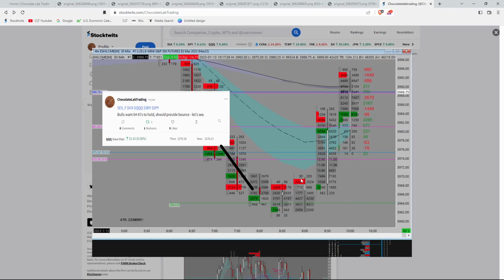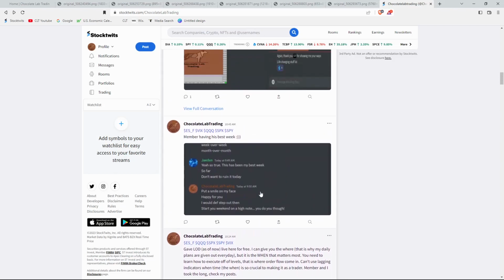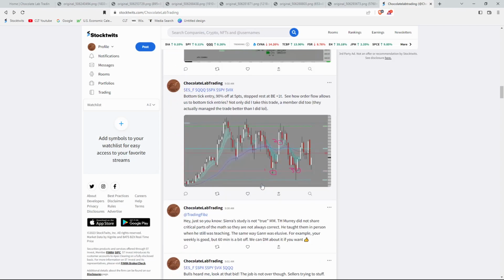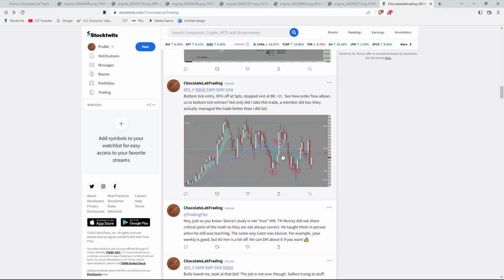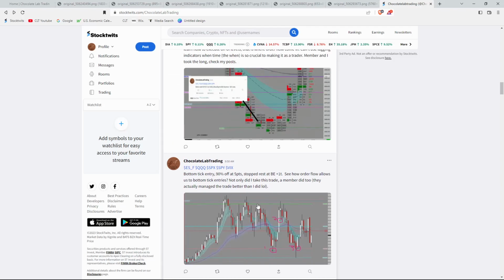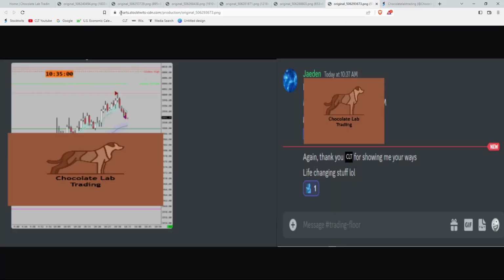So I did end up taking a trade off of this logic. I posted it. Where is it? Right here. So right after open, right here, you can see my fill. Took it here. 90% off at 5 points. I was looking to go all out a little bit higher, but I'll stop the rest at my break even plus 1 tick just to account for any slippage that I may see. What other pictures do we have here?